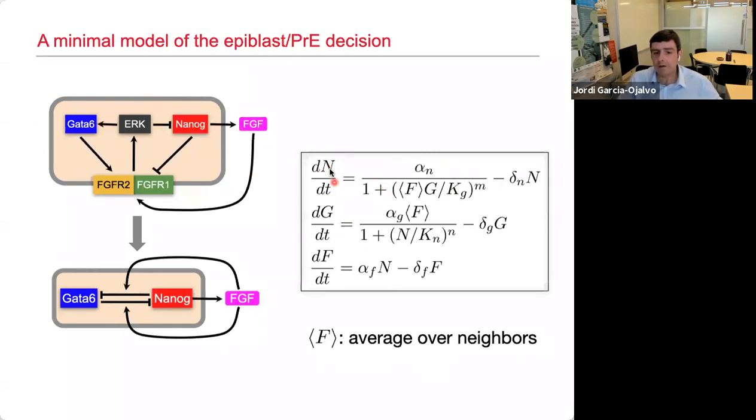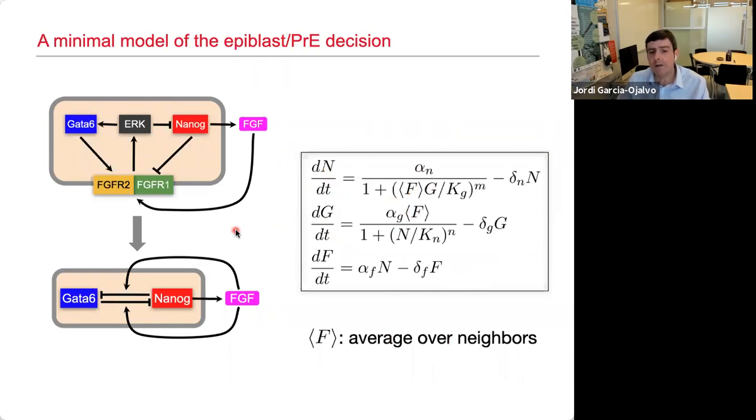And we have three differential equations, one for NANOG, one for GATA6, and one for FGF. As you can see here, the effect of FGF, of this signal, on NANOG is mediated by the extracellular communication. This means that the FGF here is an average of our neighbors, because now FGF, when it comes out of the cell, is going to be distributed among all the different cells that are next to each other. So NANOG in this cell is going to be affected by FGF, not only in the same cell, but in all the neighbors. That's why we have here an average over neighbors, both regarding the effect of FGF on NANOG and the effect of FGF on GATA6. So that's basically our model.